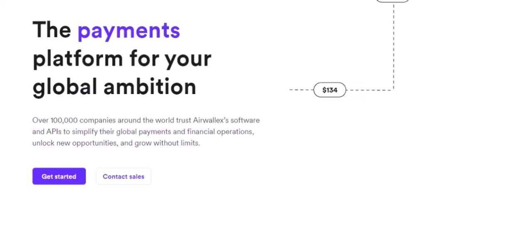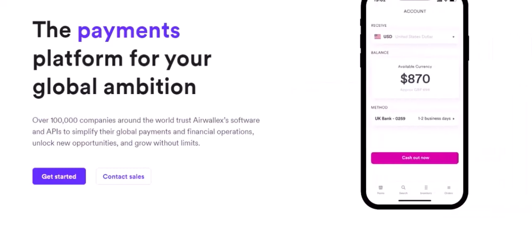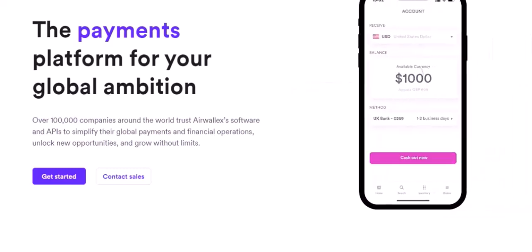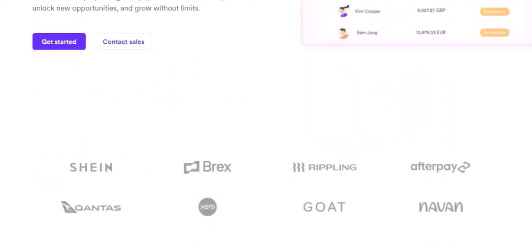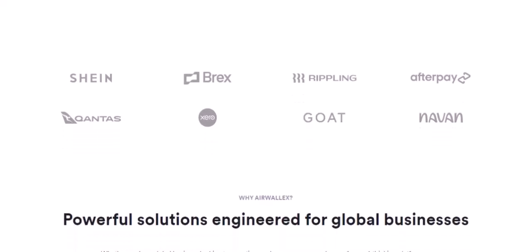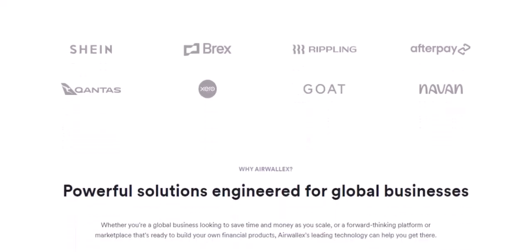Funding your Airwallex account. Once your account is set up, you'll need to fund it. Here are a few options. Bank transfer. This is the most common method. Simply transfer funds from your bank account to your Airwallex account. Credit card. You can also use a credit card to fund your account. Debit card. Some regions allow you to use a debit card to fund your Airwallex account.